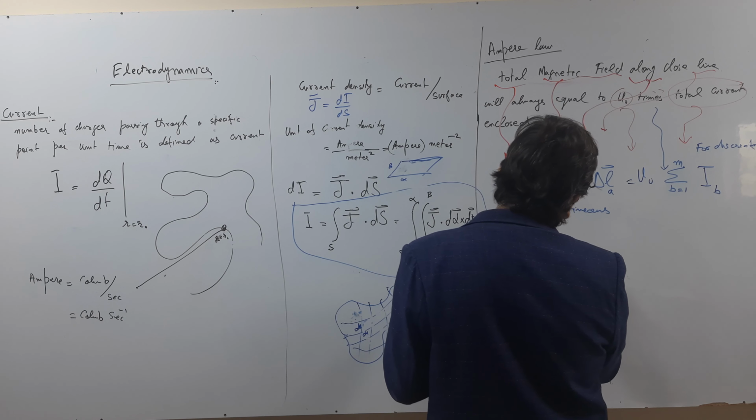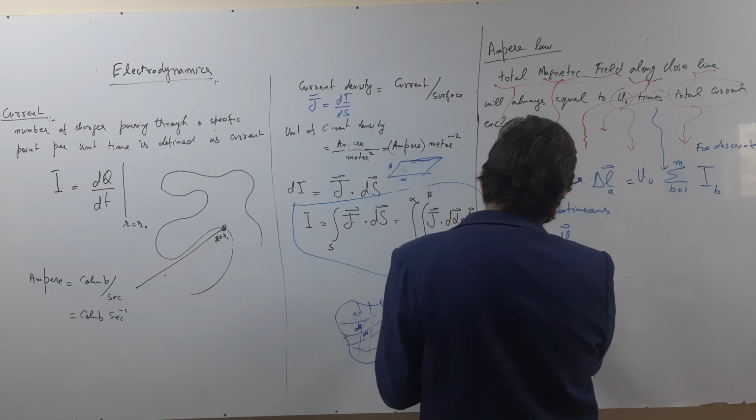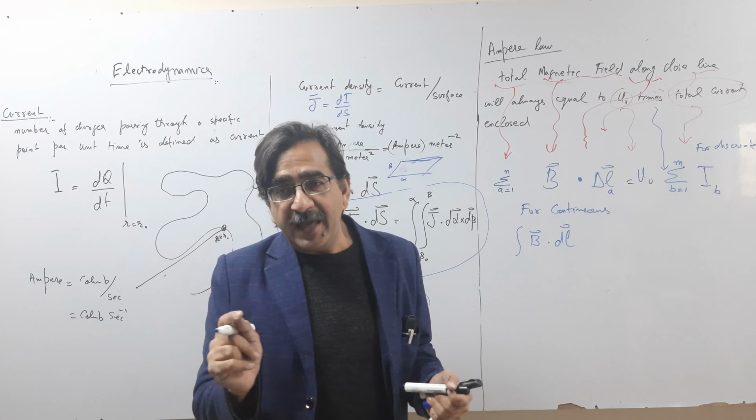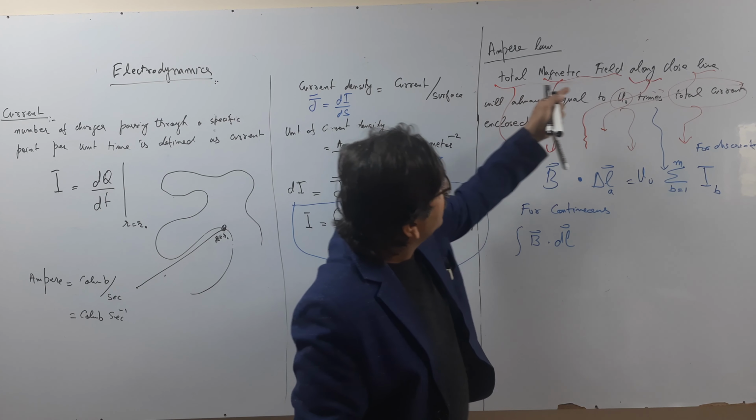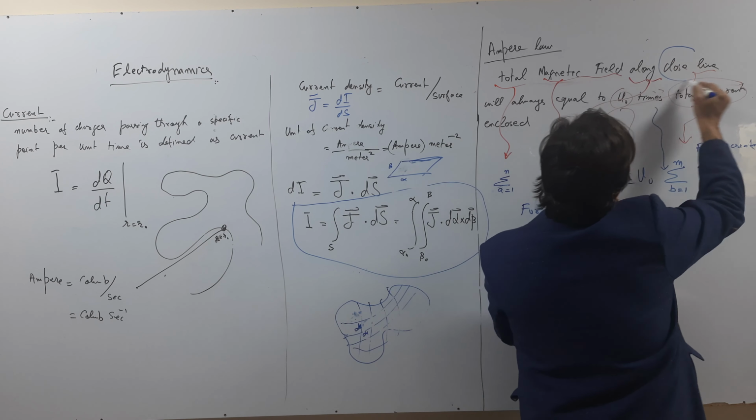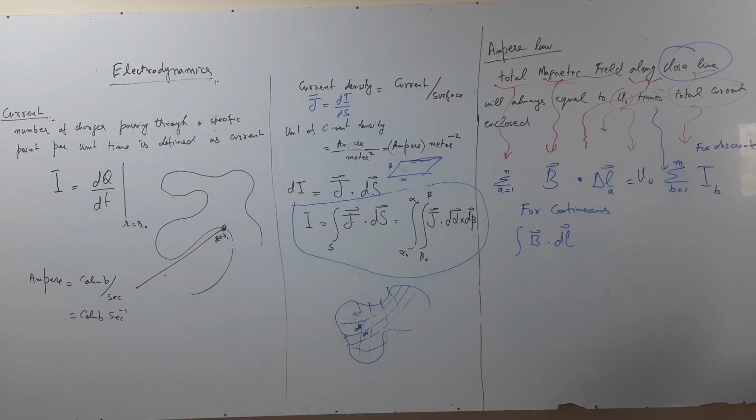B dot dl, and this is the total magnetic field along the closed line. Continuous line is represented by the single integral. Continuous surface is represented by the double integral. Continuous volume is represented by the triple. Since it is along the line, we have to consider the single integral. The other thing is the close.